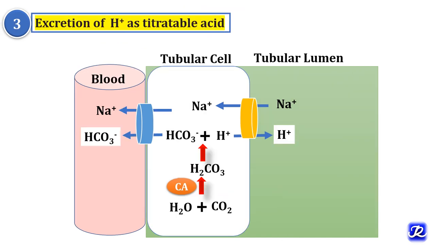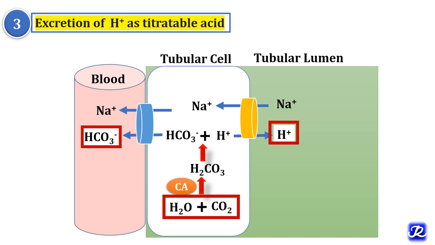Third mechanism is excretion of hydrogen ions as titratable acid. Titratable acidity is a measure of net acid secretion by the kidney, and the measured titratable acid present in the urine is sodium hydrogen phosphate. And you can see in this diagram that the bicarbonate synthesis occurs in tubular cell, and there is secretion of hydrogen ion and reabsorption or regeneration of one bicarbonate ion. Phosphate buffer plays a very important role here.